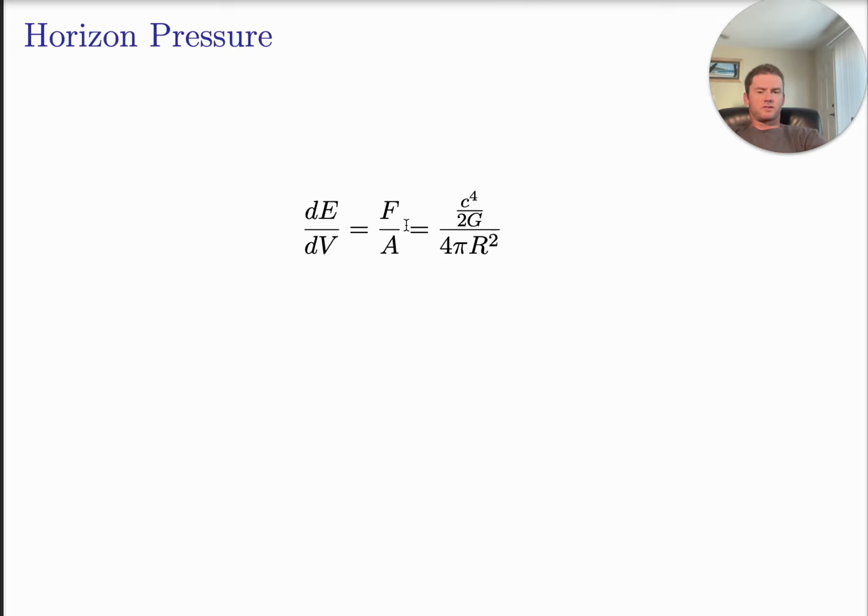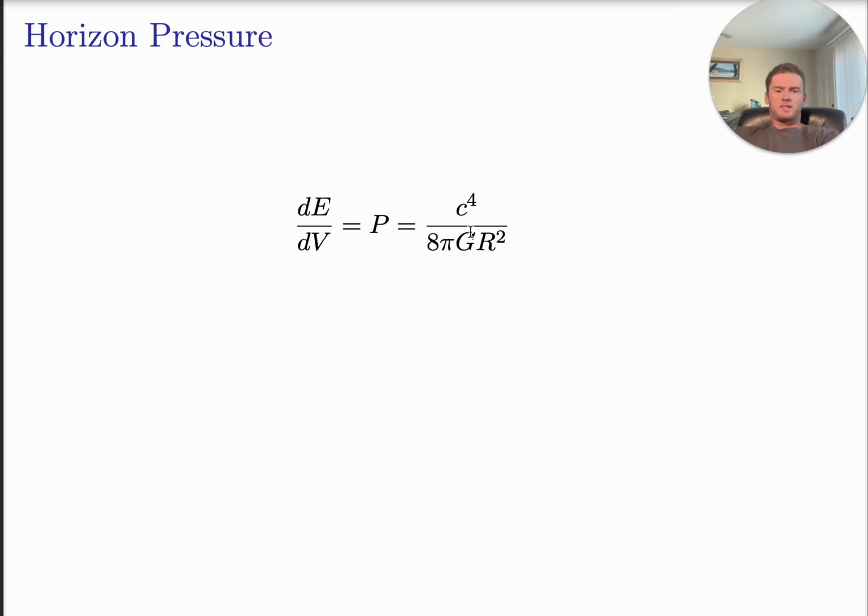Now the force divided by an area is a mechanical definition, just like the one we had for force. Force over area is a mechanical definition of pressure, and this is the derivative definition of pressure. So the change in the energy over the change in the volume is pressure. And because those two definitions check out, we can then see what the pressure is of the cosmological horizon just by doing this quick algebra. And we see that we have c to the fourth over 8 pi G times the radius squared.